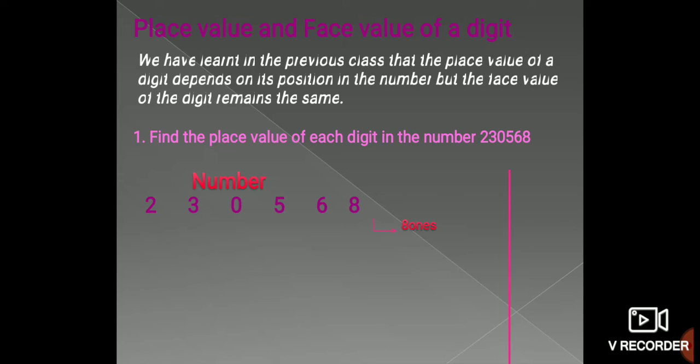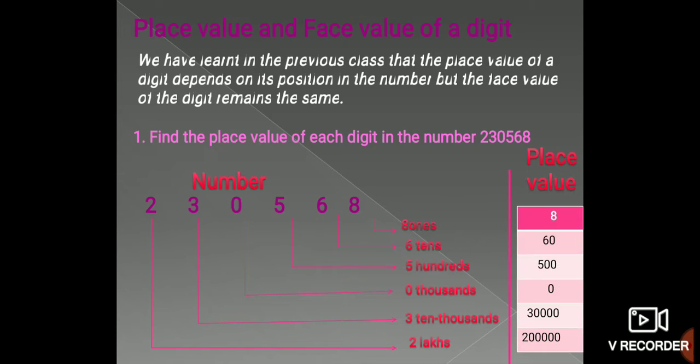The number is 230568. The place value of 8 is 8 ones, 6 is 6 tens, 5 is 5 hundreds, 0 is 0 thousands, 3 is 3 ten thousands and 2 is 2 lakhs. Place values are: place value of 8 is 8, 6 is 60, 5 is 500, 0 is 0, 3 is 30,000 and 2 is 2 lakh.